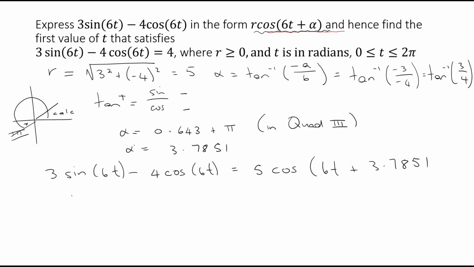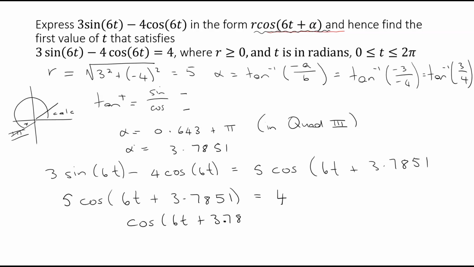Question goes on to say we need to find the first value of t that satisfies the expression we've now got. So we can rewrite that: 5 cos of 6t plus 3.7851 is equal to 4. Okay, get rid of the 5. 4 over 5 is 0.8.